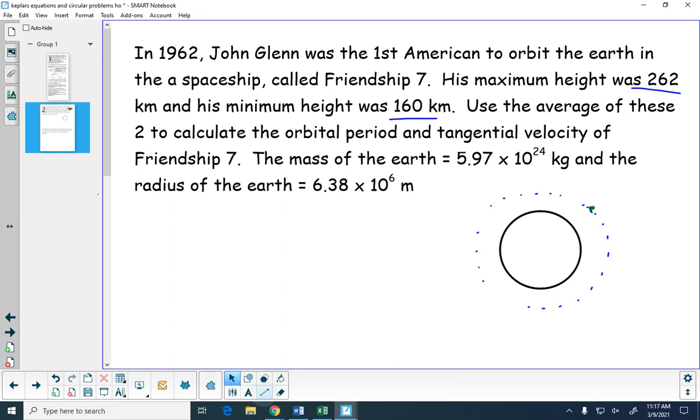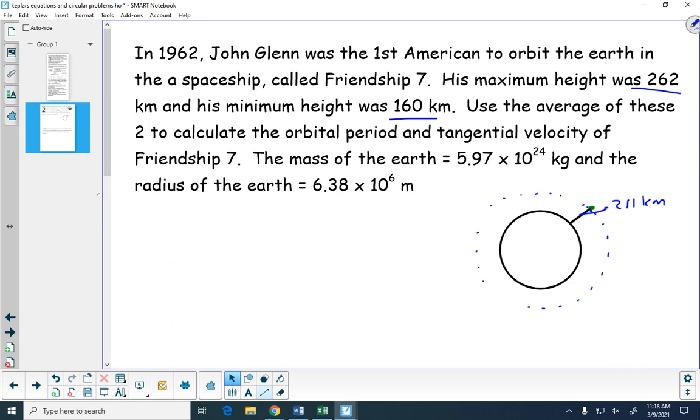So the distance above the Earth, this distance here, was, let's see, average of that, that would be 102, so 50, 212, 211, I'm sorry, 211, my bad. So he is 211 kilometers above the Earth's surface.